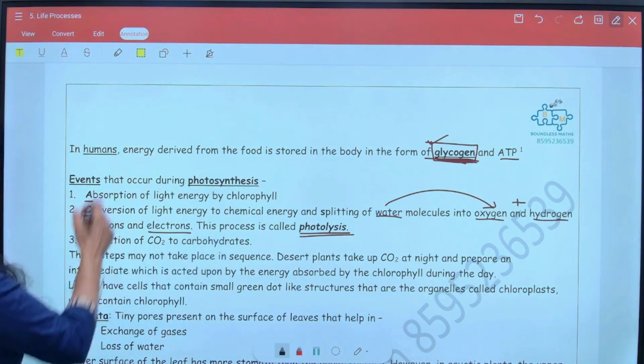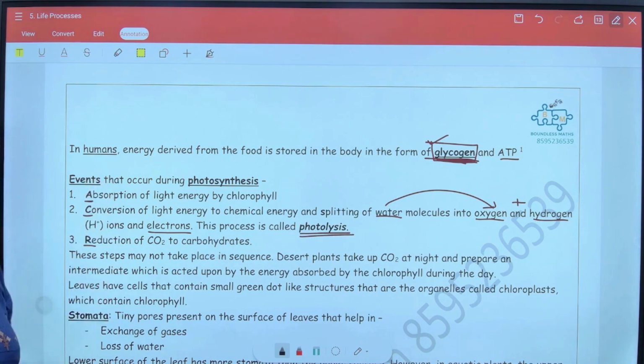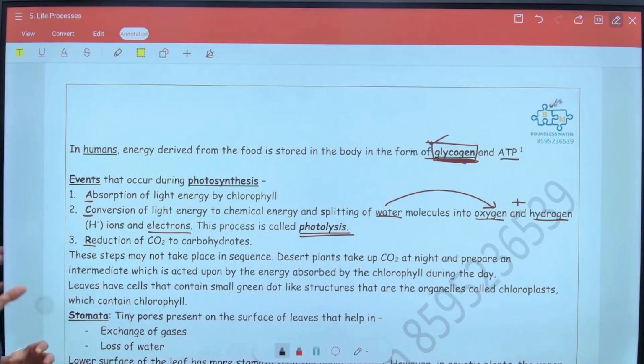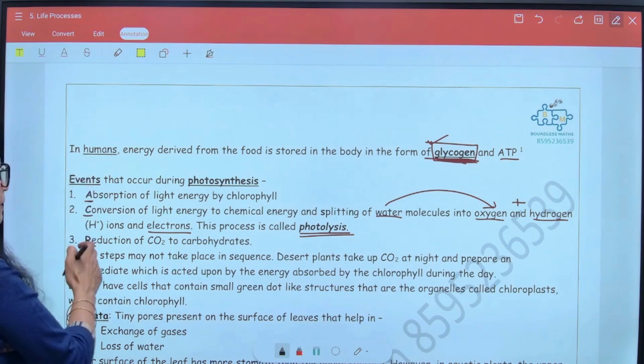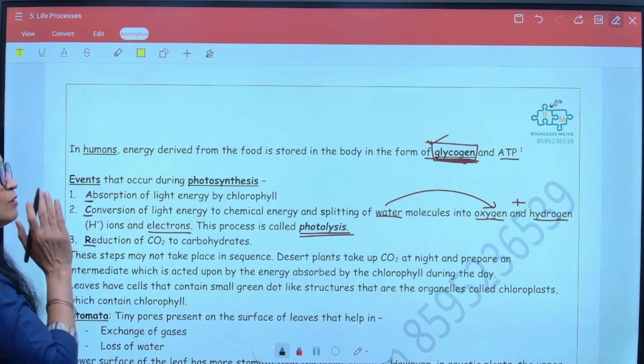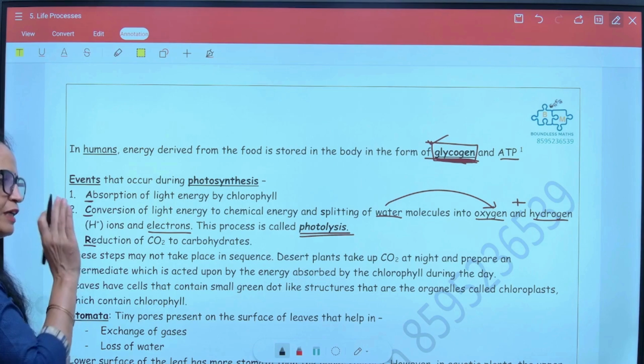So these are the three steps that may not take place in the same sequence all the time. It is quite possible that desert plants, they take up CO2 at night and prepare some kind of intermediate products which are finally converted to carbohydrates when they get sufficient water or sufficient sunlight and in presence of sufficient chlorophyll. So these processes may not take place, the steps may not take place in the same order, but you should remember and you should write the steps in the same order in your answer.